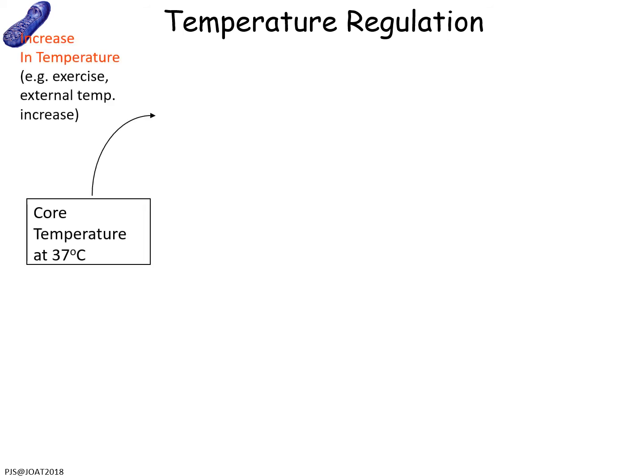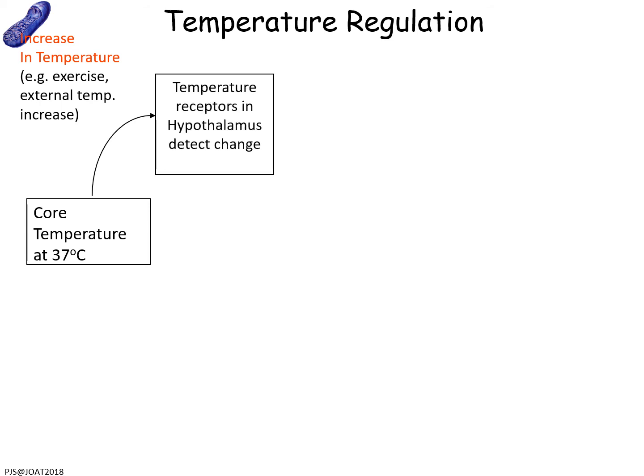So temperature regulation in terms of negative feedback loop, this is quite a big one. Here we go. Here's your core temperature, 37 degrees. There's an increase in temperature. It could be anything that's caused that. It could be exercise, it could be external temperature increase. Our receptors, remember, are now in the hypothalamus. So hypothalamus detects that we have a change, and it has to send messages to the effectors.